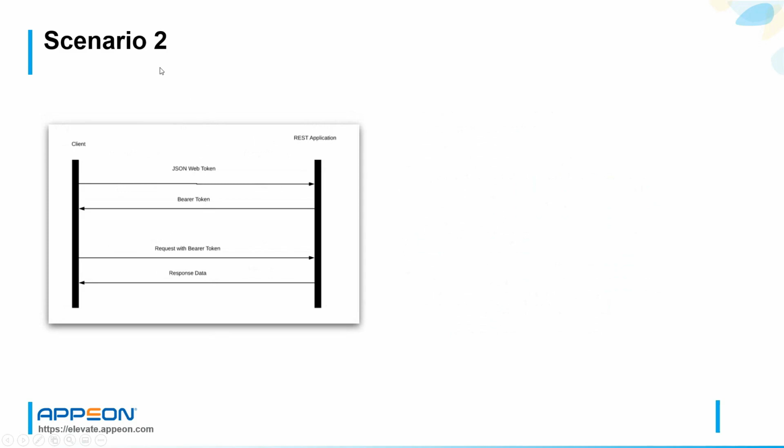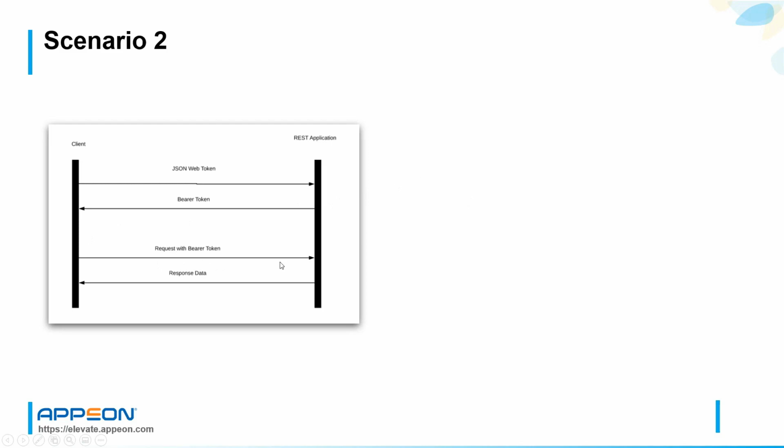So there's a second scenario here. In this case, the client puts together the token request. So now the user information is encoded in the request. So it's more secure than the previous approach. That's sent to the REST application. The REST application verifies that the user is valid, that the claims they've made about the rights they have is valid, and then sends back the bearer token. And then everything else is pretty much the same as scenario one.